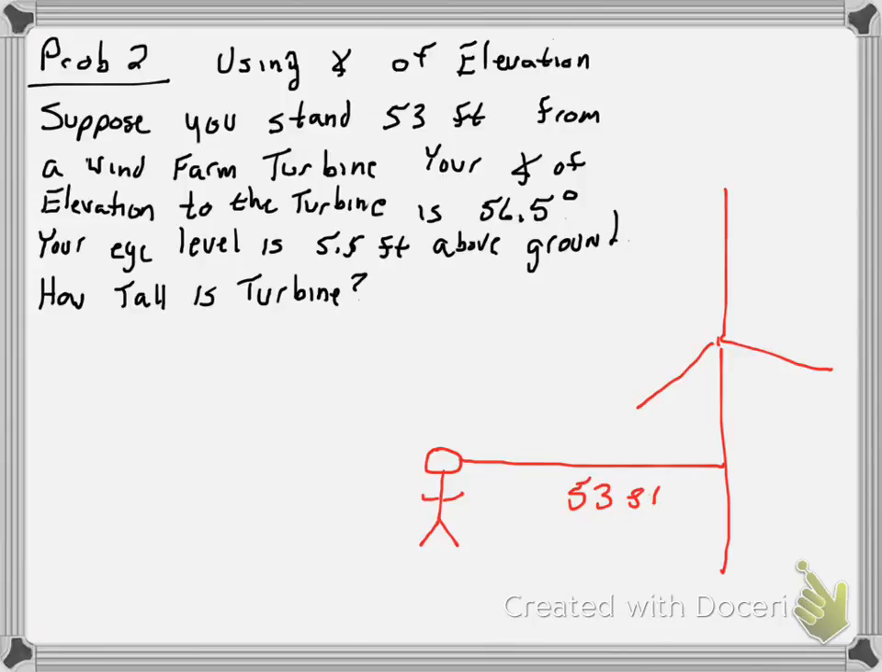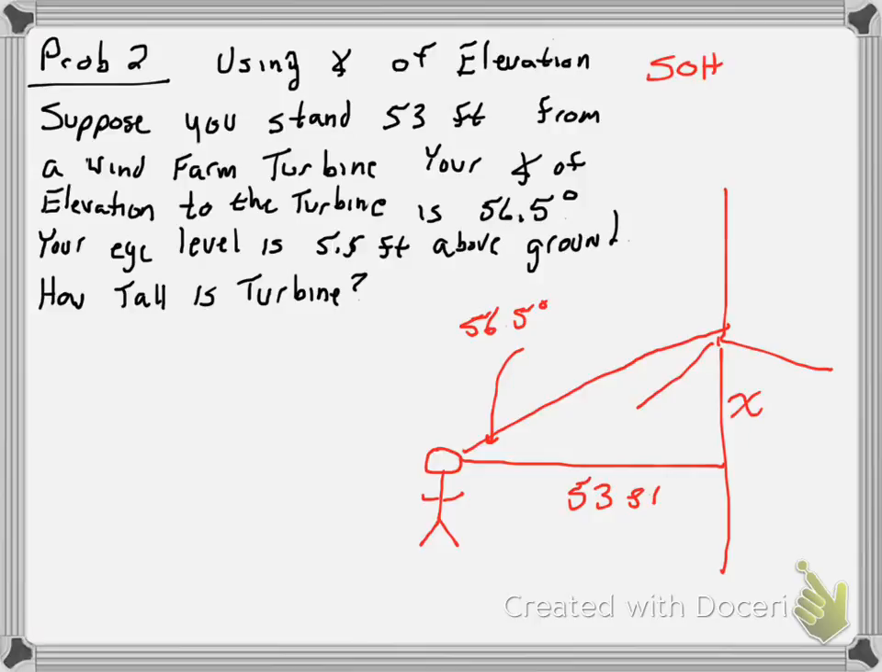They say that my angle of elevation to the turbine, so from right here to there, is 56.5 degrees. Okay? Understand, your eye level is 5.5 feet above the ground. We'll get that in a second. How tall is the turbine? So I want to find what that is right there. Okay? So again, write it on your paper.